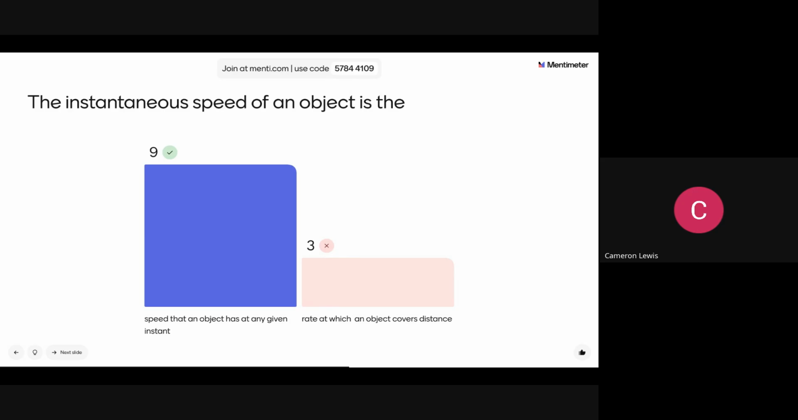So this comes up when we start talking about an object's motion, and we might want to look at it at a certain time, right? Not just the overall or the average time. We want to look at a specific time. So just keep that in mind.